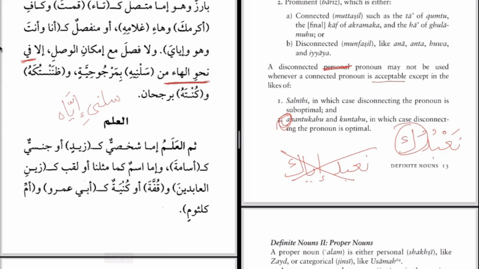وكنته. I was him. كنته. برجحان. With preponderance. In which case, disconnecting the pronoun is optimal. That's a nice translation. That optimal and suboptimal, I like that.